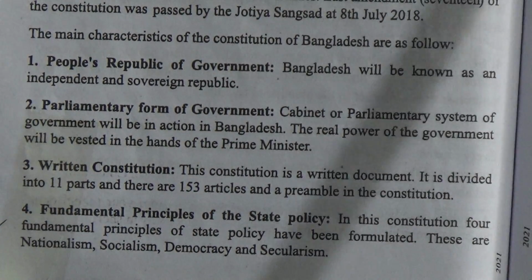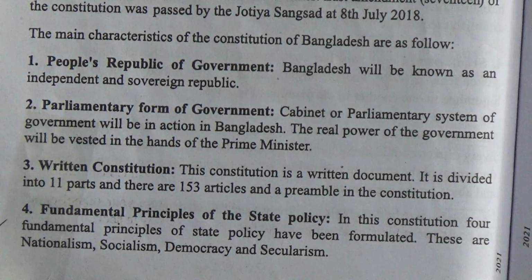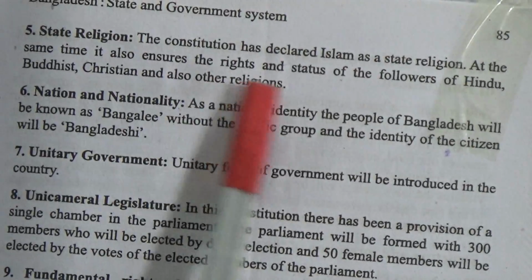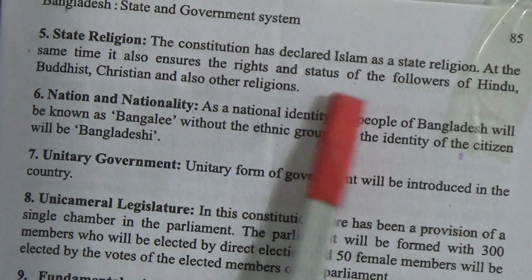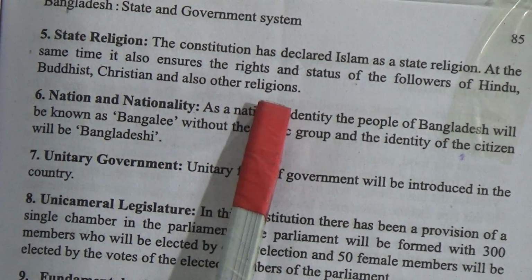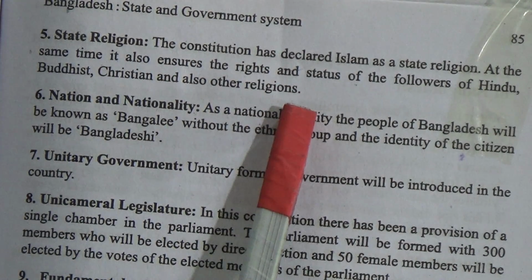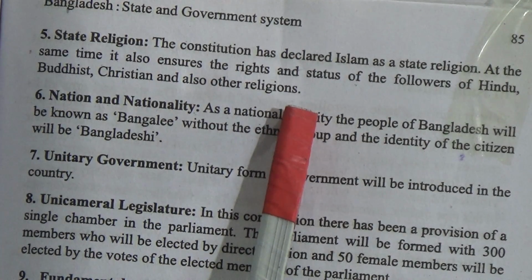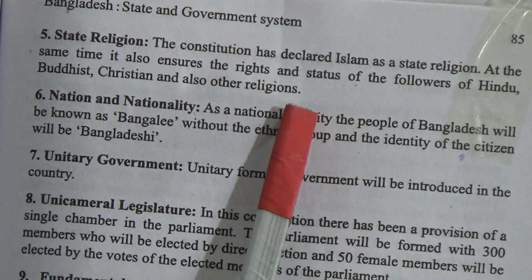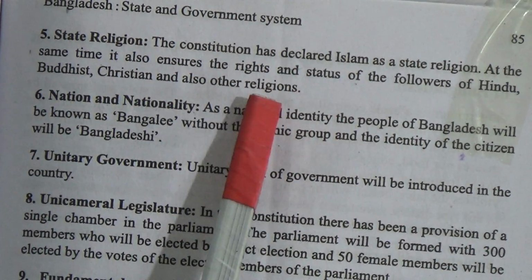And in number 5, state religion. The Constitution has declared Islam as the state religion. At the same time, it also ensures the rights and status of the followers of Hindu, Buddhist, Christian, and other religions. So most of the people of Bangladesh belong to Islam, but we ensure the rights and status of other religions like Hindu, Buddhist, Christian, and others.